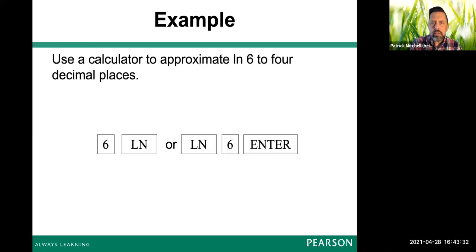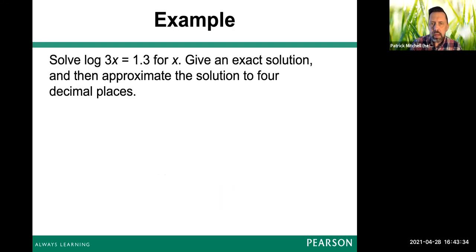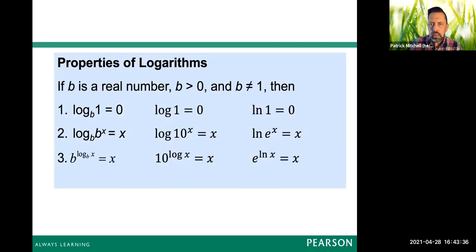So let's have another look at that slide, this one here. All right, so looking at that right column, these are all the natural logarithm versions of the properties that we learned about. I'm pretty sure that was in section 12.5. The natural log of 1 equals 0. Natural log of e to the x equals x. And e to the power natural log x equals x.